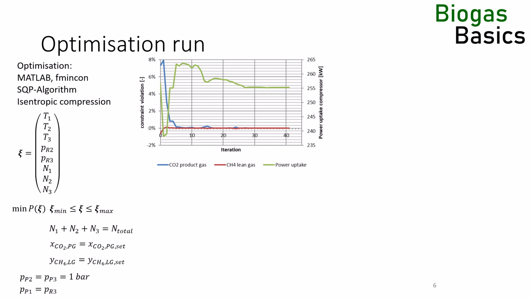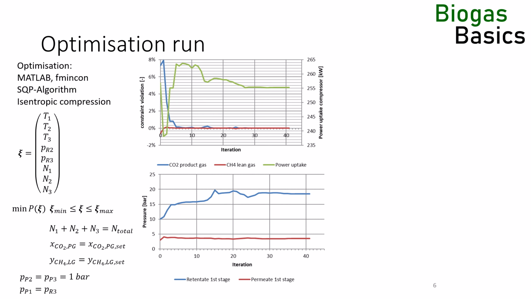The figures on the right show how the optimization solver finds the optimal set of parameter Xi that minimizes the cost function while maintaining all constraints and bounds. The upper left figure shows the constraint violation for the gas qualities in % on the left ordinate and the power uptake of the unit on the right ordinate. The abscissa shows the iteration number. It takes 41 iterations to find the optimum starting with the initial guess. The initial guess did not meet the constraints. The lower left figure shows the absolute pressures in the first stage retentate and permeate.